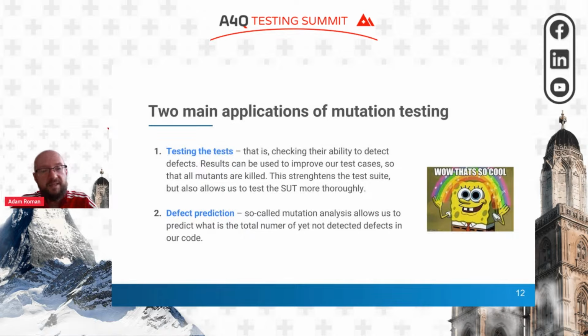The second application of this technique is in software defect prediction. We can easily use mutation testing to predict, to estimate, the actual number of remaining defects in the code. It's a relatively simple method for defect prediction, and I will talk about it later at the end of this presentation.